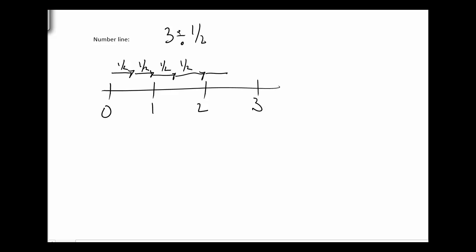Let's take a look at a number line. So let me generate a number line here, going out to 3. 0, 1, 2, 3. So 3 divided by 1/2 again says that I'm going to go 1/2 out. So 1/2, 1/2, until I get up to 3. How many groups of 1/2 was I able to get? I was able to get 6 of those.